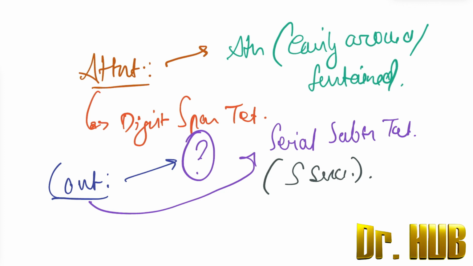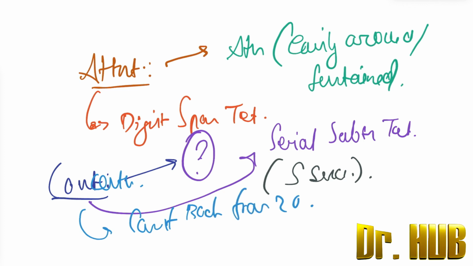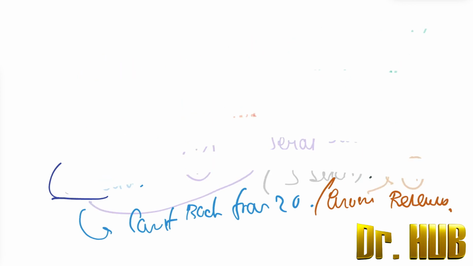Next is count backward from 20. This is for concentration. Then enumerate the months in reverse order. All this will tell if you are concentrating or not. So it is a concentration test.